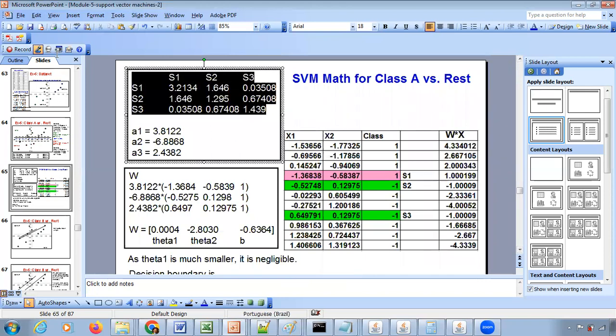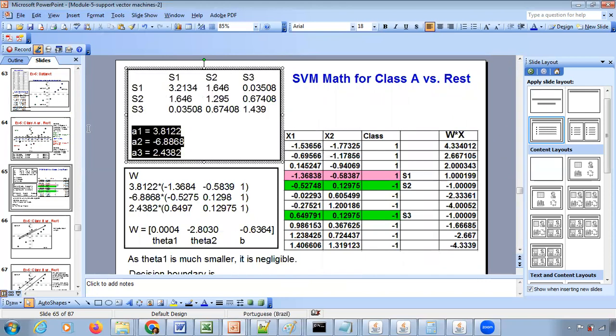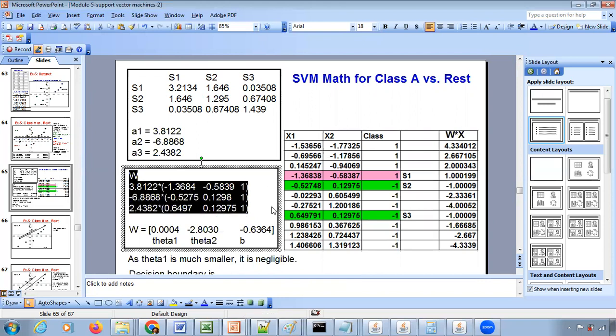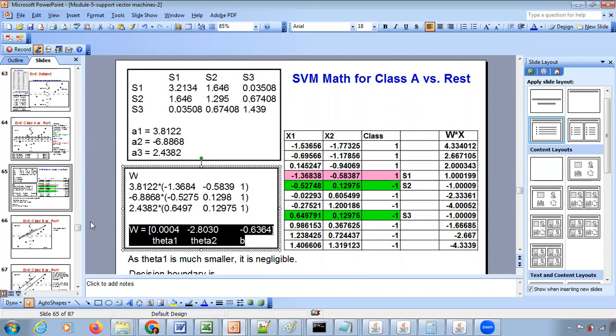You find the dot product table, and then use the kernel, Gaussian elimination to find A1, A2, A3. This is what we get. And then find the W vector, which is A1 S1 plus A2 S2 plus A3 S3. And you go through the math, you get this as a W vector. Now, W is theta 1, theta 2, and b.